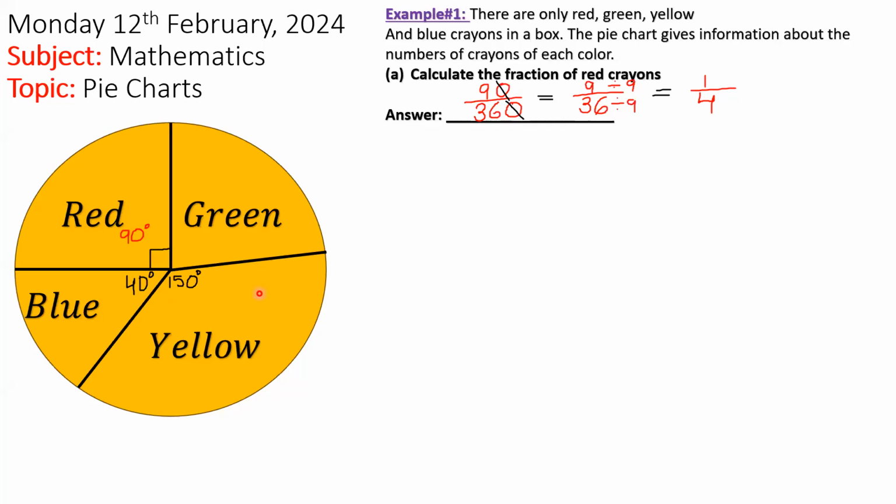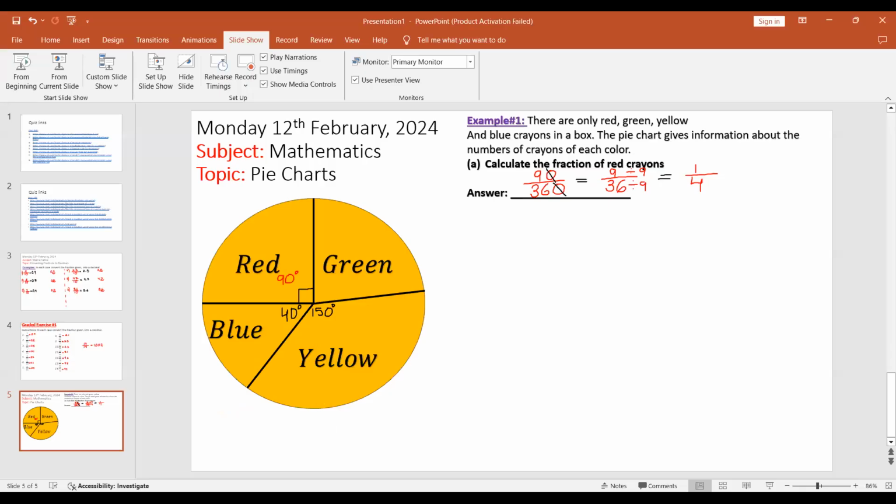How did I get the 9? Remember, it was 90 over 360. When I cancel out this 0 with that 0, I get 9 over 36. Now, 9 can go into both numbers, because 9 can go into 36 and 9 can go into itself. So you have to use the number that can go into both numbers.